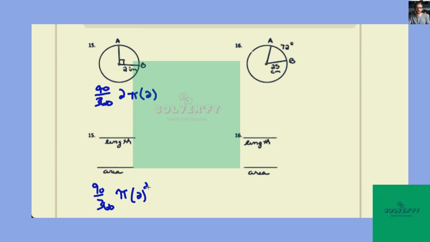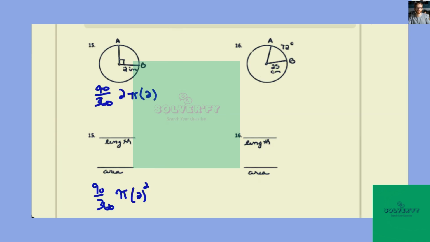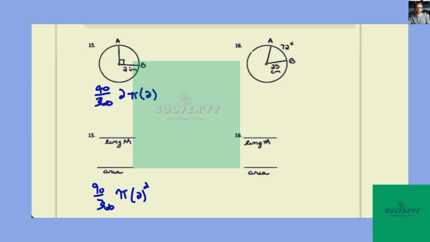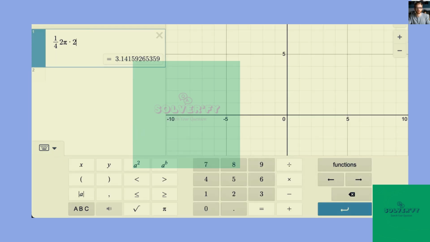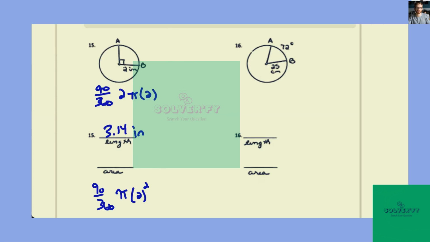Okay, so 90 out of 360 is 1/4 times 2 pi times 2, or 3.14. And the area would be 1/4 pi times 2 squared, which also would be 3.14, but square inches.